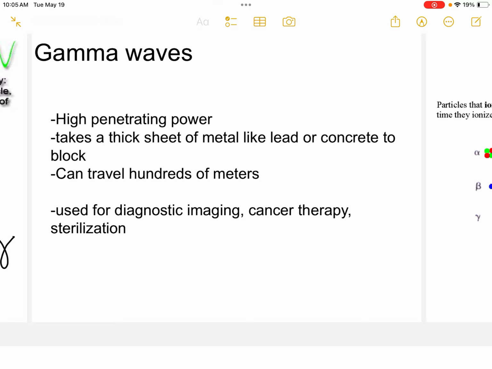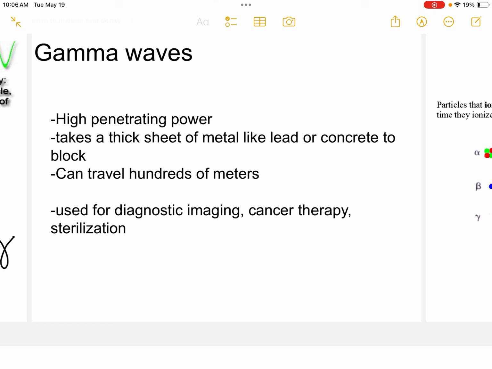Now, an individual X-ray is not very damaging, but if you're an X-ray technician, you're doing probably hundreds of X-rays a day, so they need to protect themselves. Gamma waves can travel really far. So they can travel hundreds of meters. So usually, obviously, the rooms that X-ray machines are in are going to be concrete rooms. These are used for diagnostic imaging, so X-rays, CAT scans, etc.